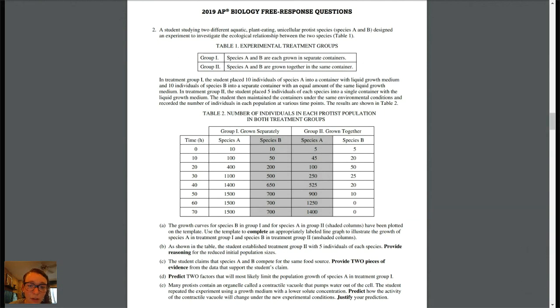Okay. In treatment group 2, the student placed 5 individuals of each species. So 5 individuals of A and 5 individuals of B equals 10 total individuals in that container. So that's a controlled variable. We have only 10 individuals in that container.